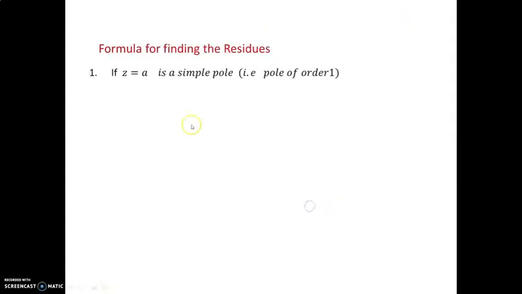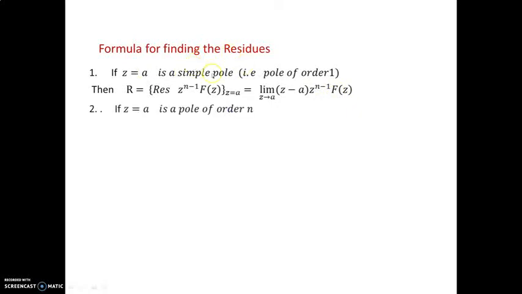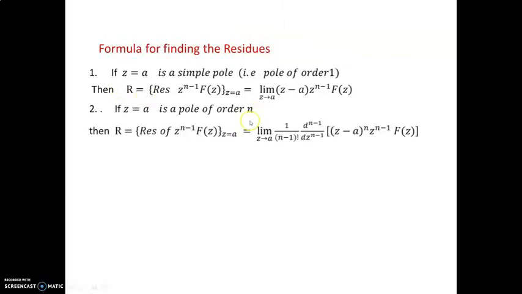If z equal to a is a simple pole, meaning a pole of order 1, then the residue R equals the limit as z tends to a of z minus a into z power n minus 1 F of z. If z equal to a is a pole of order n, that is of general order, we get the residue R equal to the limit as z tends to a of 1 by n minus 1 factorial d power n minus 1 by dz power n minus 1 of z minus a the whole power n, z power n minus 1 into F of z.